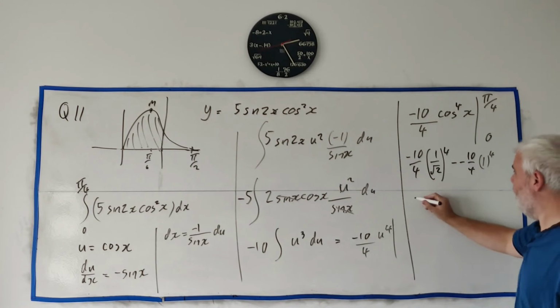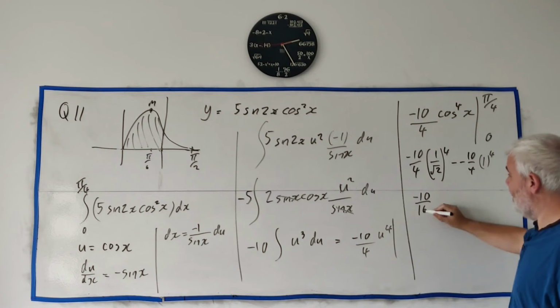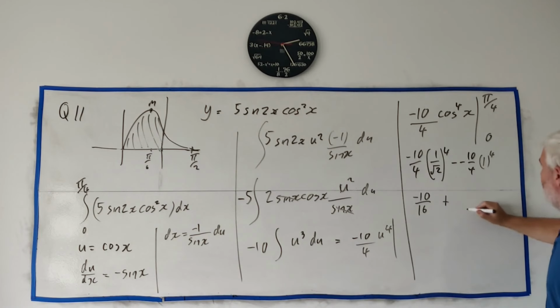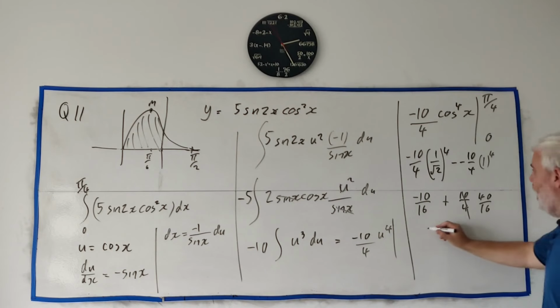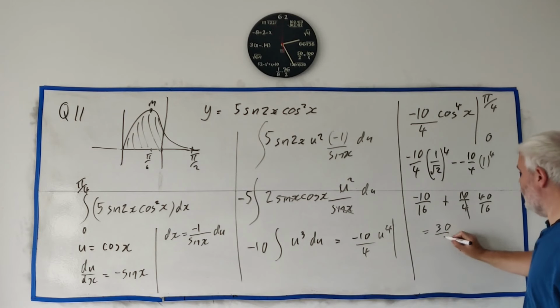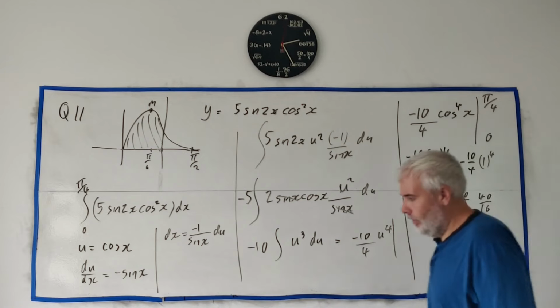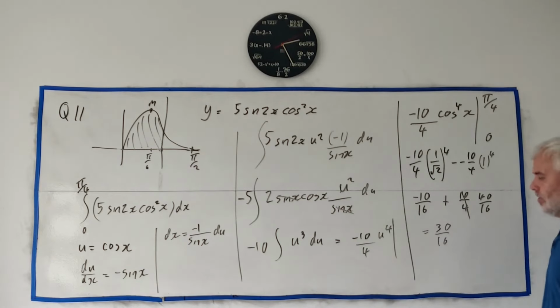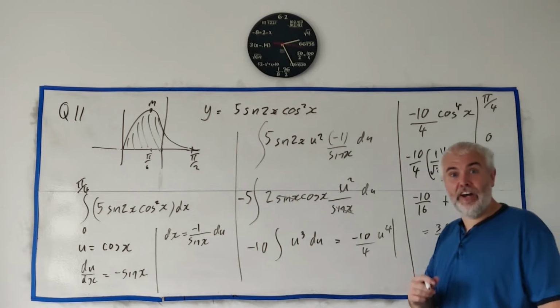Double checking your calculator if you're not sure. 10 over 16 that becomes, this becomes plus 10 over 4. Or multiply this by 4, that becomes 40 over 16. That becomes 30 over 16. Which isn't the same as my answer, but I see why, because 2 goes into both of these. 15 over 8 is the final answer.